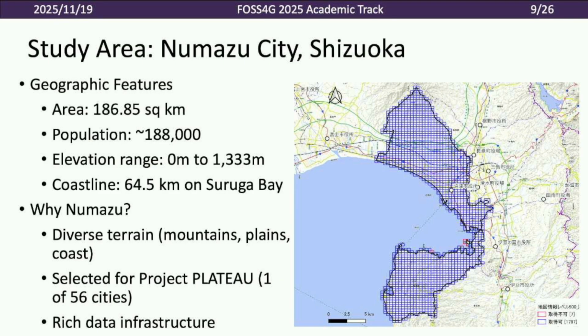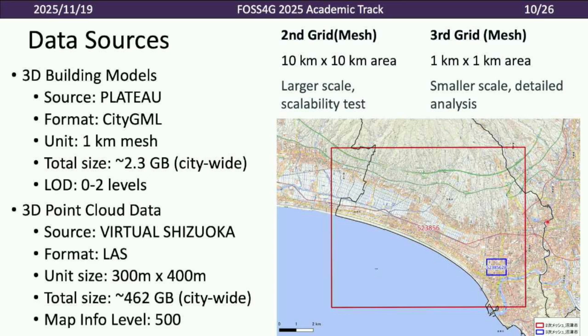I already showed the case study areas. This map shows the full Numazu area. We also use the data sources here. Now we use one of the 3D building models. The original format is for CesiumJS, and it also has total size and LOD, level of detail, maybe 0 or 2 levels. We are also converting 3D point cloud data, also from Virtual Shizuoka. This point cloud data format is LAS.